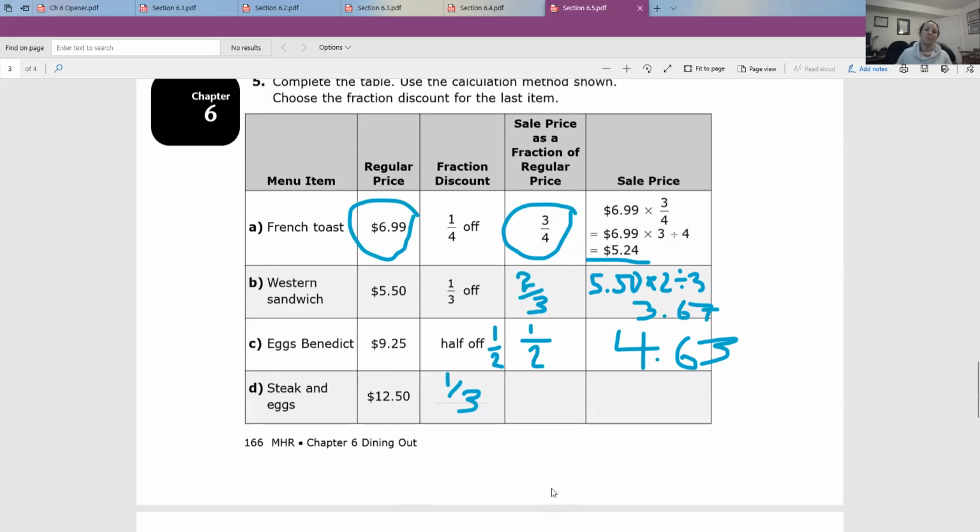Okay, and the bottom one, again, try on your own, pause the video at any point. I got 2/3 and $8.33. Okay, so hopefully you're getting the right answers. If not, go back, ask a few questions, okay?